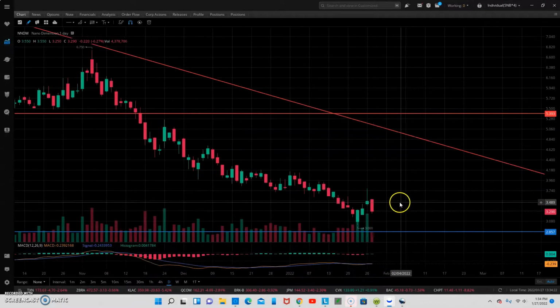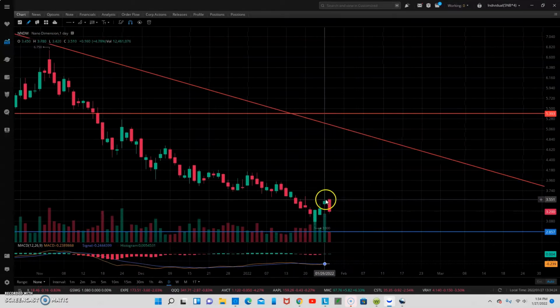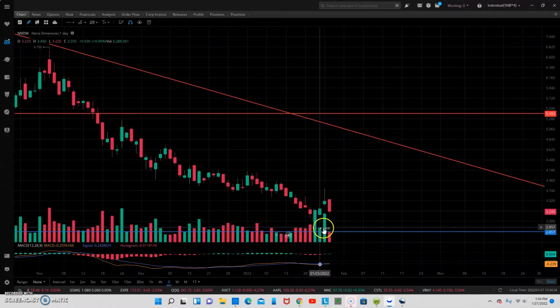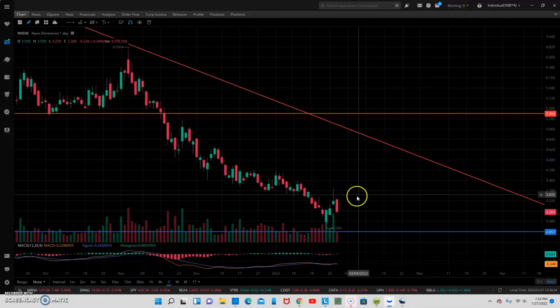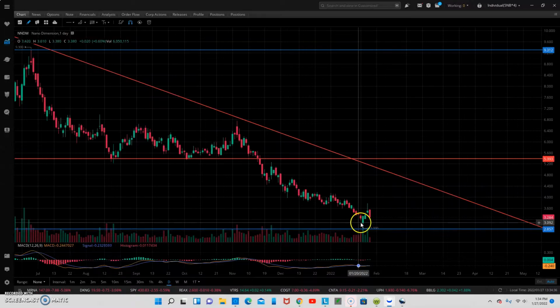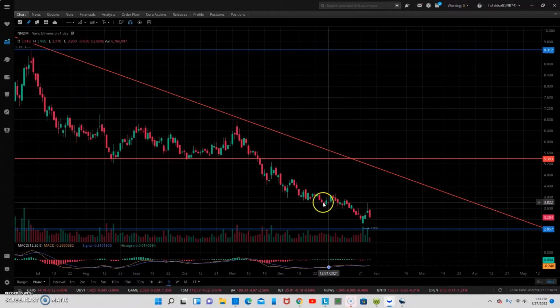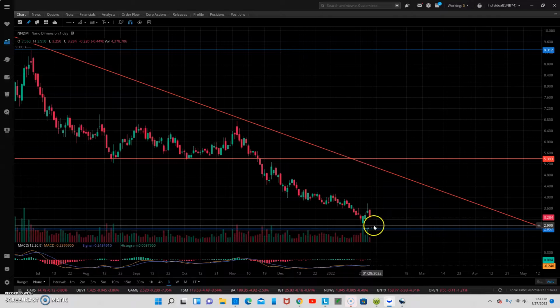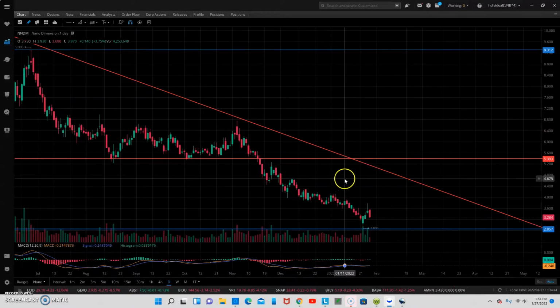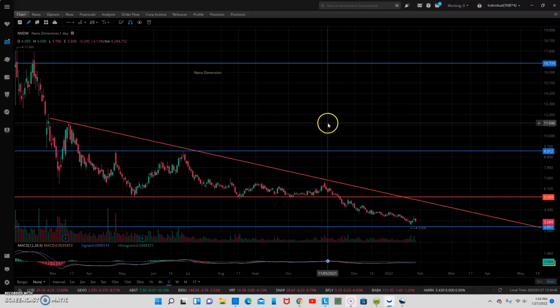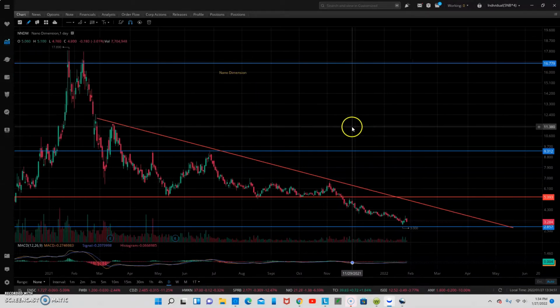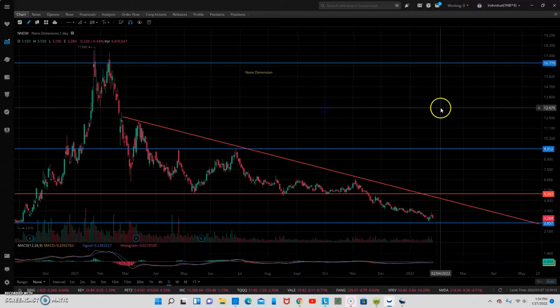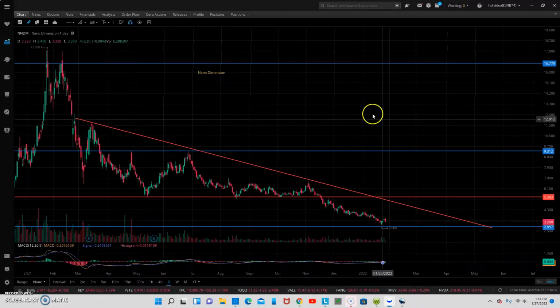I would expect maybe at least a retest of this $3 level, if not even a lower low of $2.85 here. So I don't think the bottom is in yet, or I think it will at least retest that $3 level. So I would be very careful trading this stock right now. I would be very careful trading any stock in the market with all the volatility that's going on. I just want to put that out there.